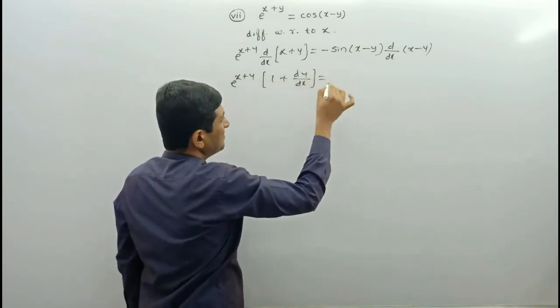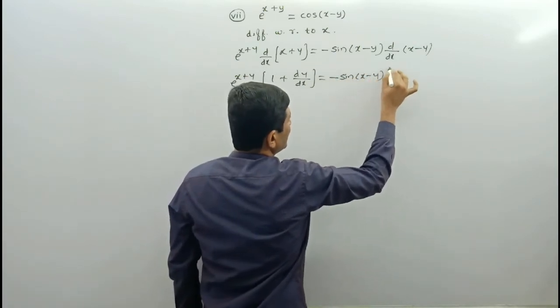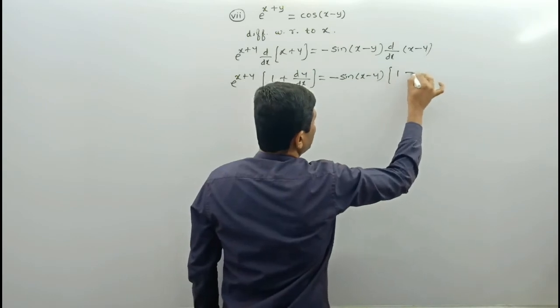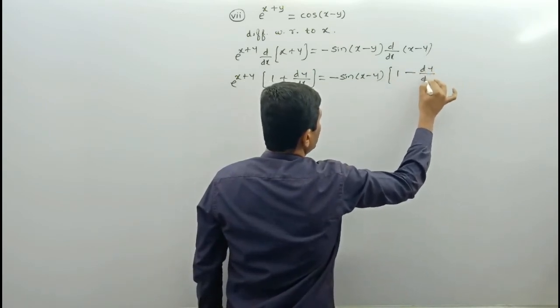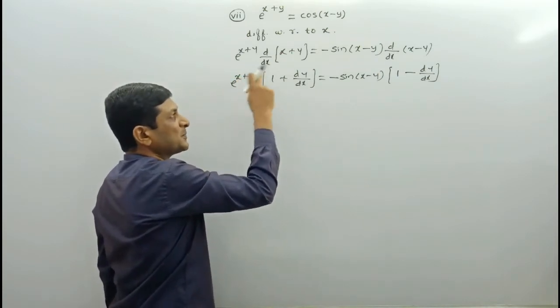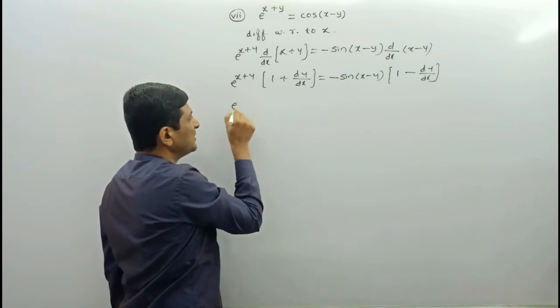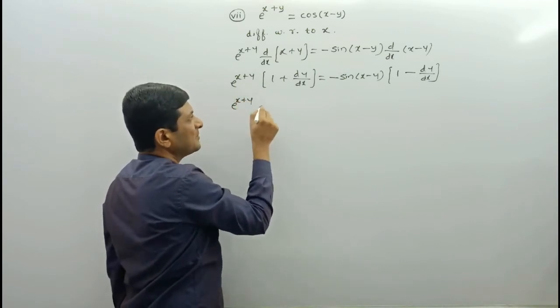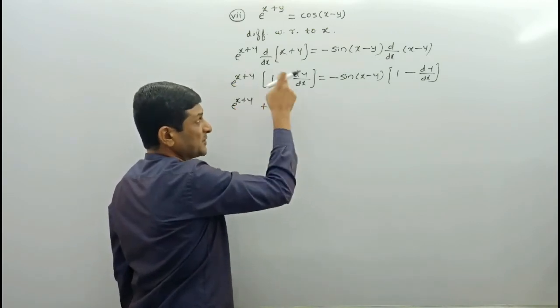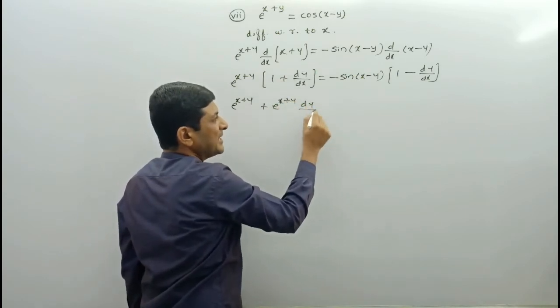On this side, minus sin x minus y, keep it as it is. What is derivative of x? 1, and derivative of y is dy upon dx. So here I am multiplying by e raised to power x plus y to both the terms in this bracket. e raised to power x plus y into 1 will be e raised to power x plus y, plus, keep it as it is, e raised to power x plus y into dy by dx is e raised to power x plus y dy by dx.